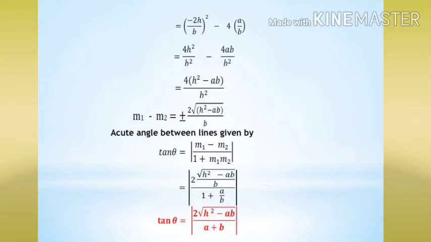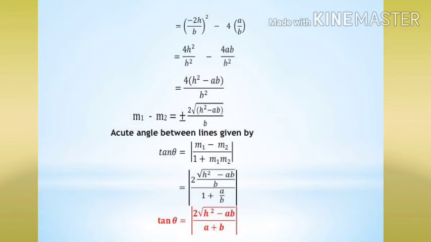Now here we will substitute the value of the sum of the slopes and the product of the slopes. So we have (minus 2h upon b) whole square minus 4 into a upon b. So we get 4h square upon b square minus, we will multiply the second term by b in the numerator as well as the denominator, so we get minus 4ab upon b square. Now the denominators are the same, so the numerators will get added. We get 4 into (h square minus ab) upon b square. So what will be m1 minus m2? It will be plus or minus 2 root of h square minus ab upon b. So the acute angle between the lines is given by this.